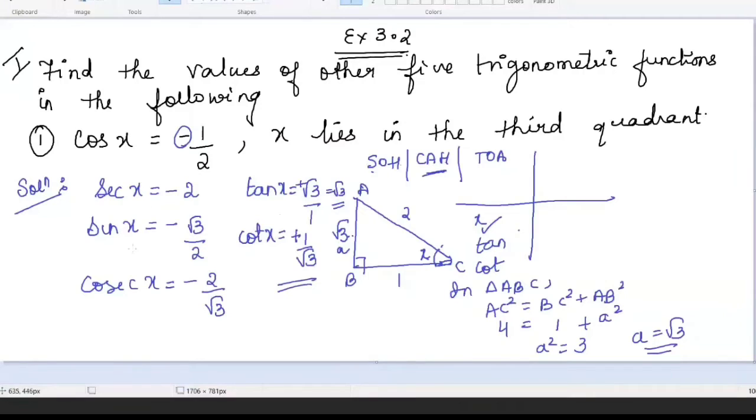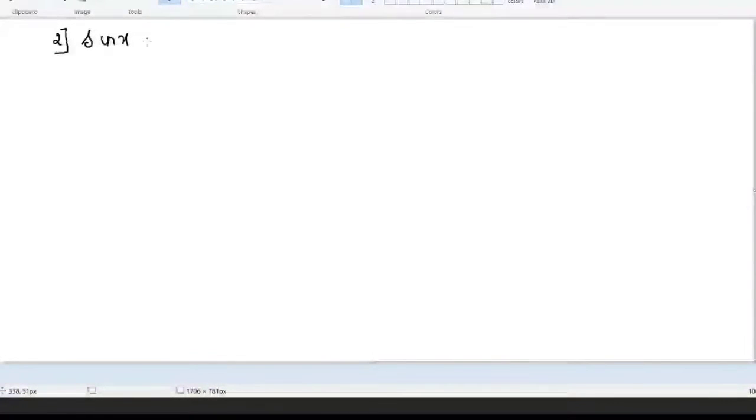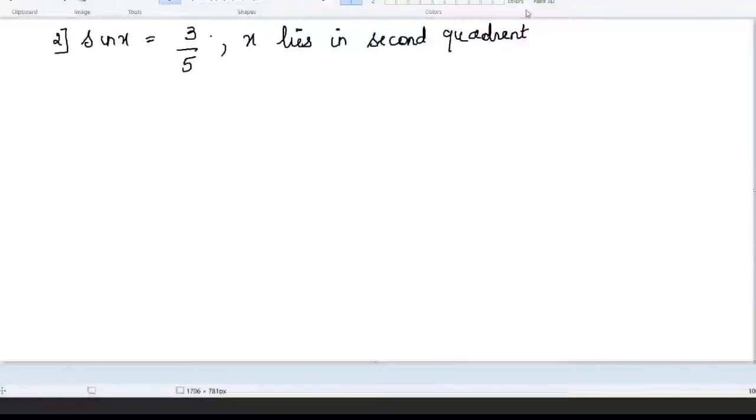So we have the 5 trigonometric functions. The next question given is: sin x is equal to 3 by 5, and x lies in the second quadrant. First draw the quadrant, think who is positive there, and then get the right angle triangle, use Pythagoras theorem, get the side which is remaining, and then the 5 trigonometric ratios. Do it fast.